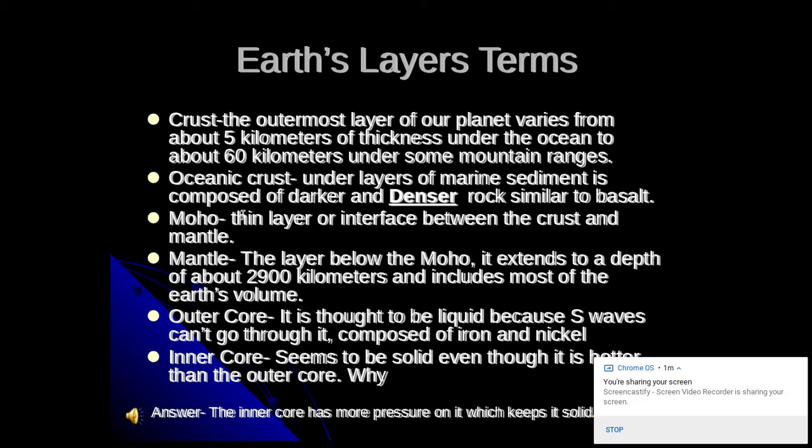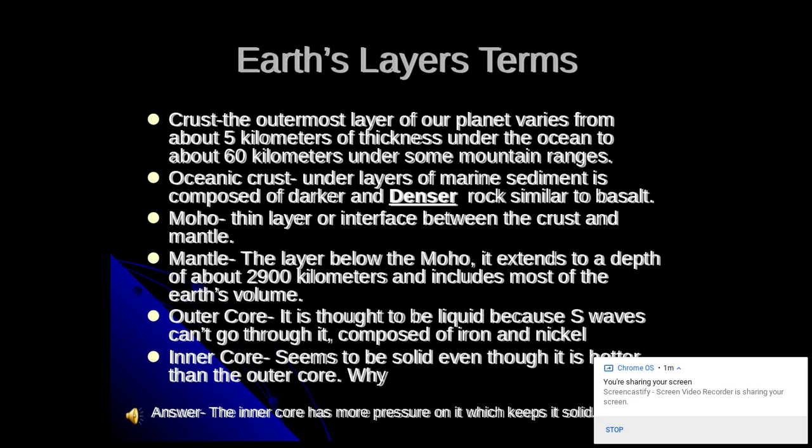The continental crust is made up of granite, and it is less dense. The moho is a thin layer or interface between the crust and mantle. The mantle is a layer below the moho. It is very, very large. It extends to a depth of 2,900 kilometers and includes most of the volume of Earth.